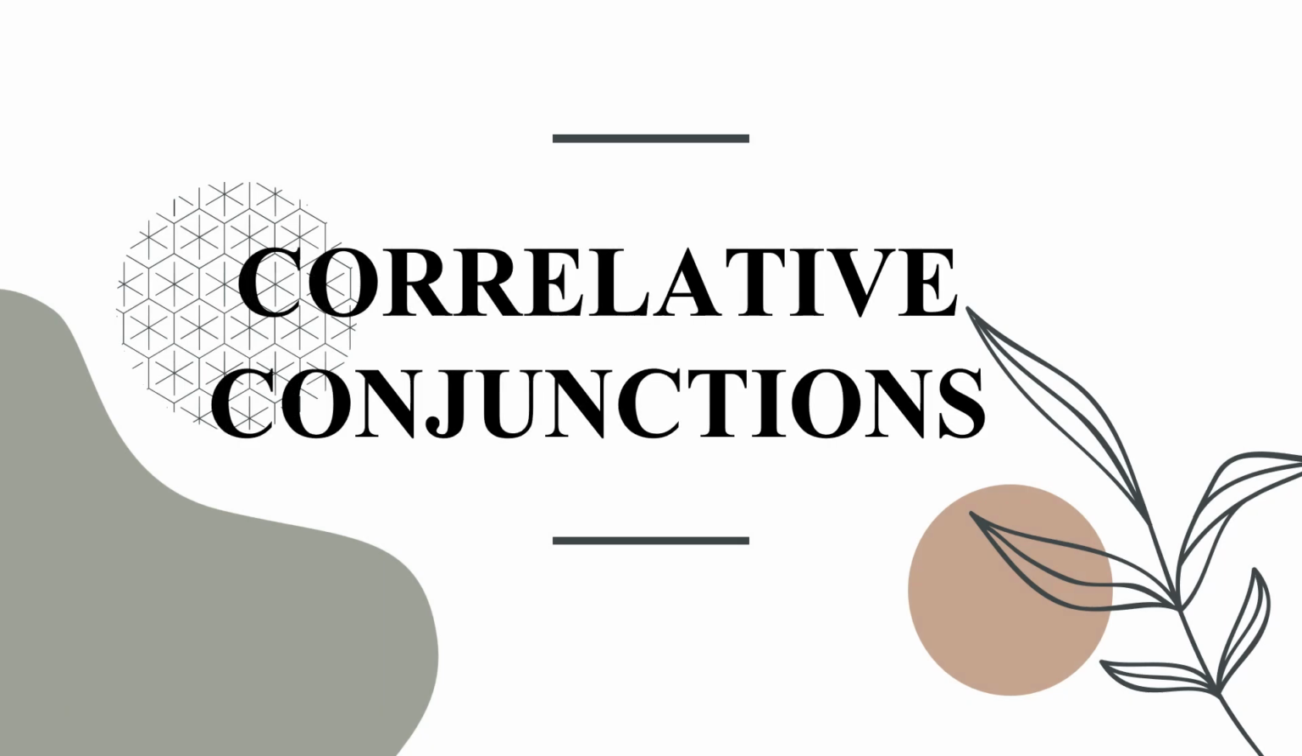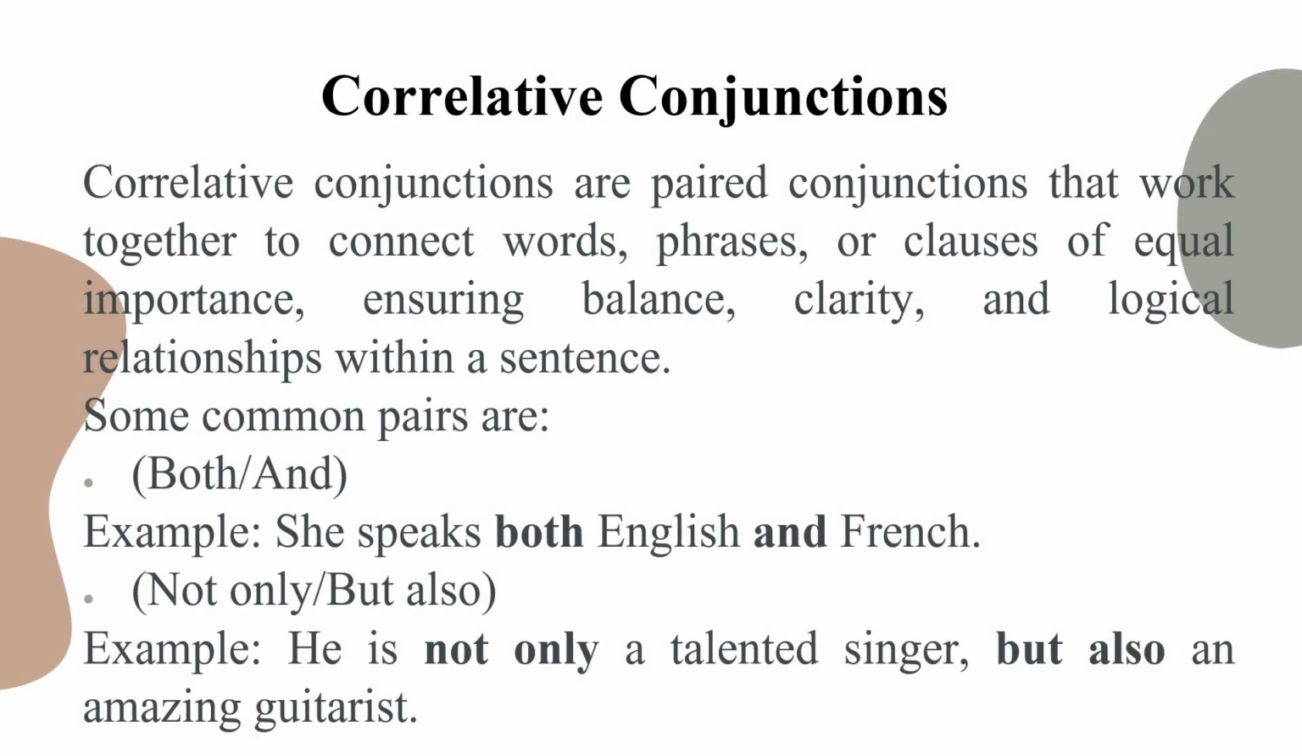Finally, let's talk about correlative conjunctions. The third type of conjunction is the correlative conjunction. Now let's understand what it is. Correlative conjunctions are pairs of words that work together to join grammatically equal elements in a sentence, for example, nouns to nouns or clauses to clauses. They give both parts equal importance and rely on parallel structure to ensure the sentence flows smoothly.